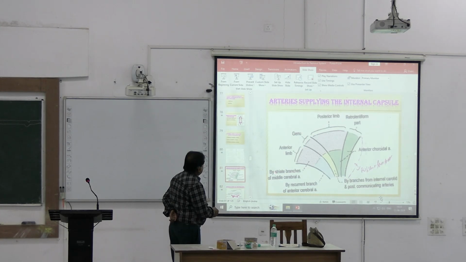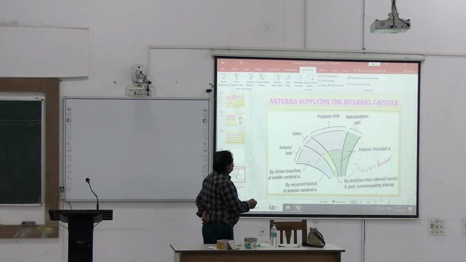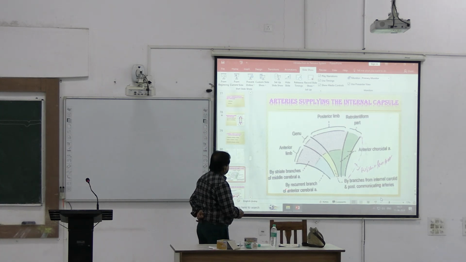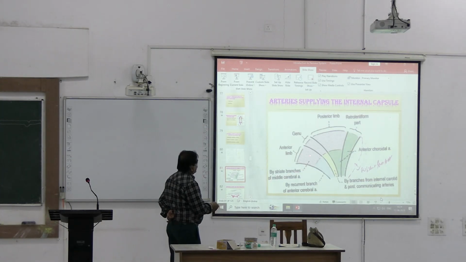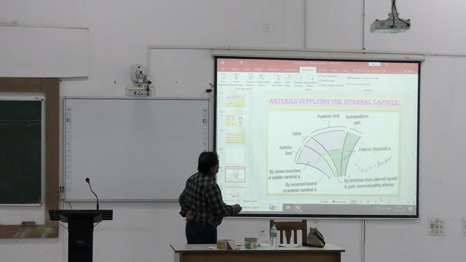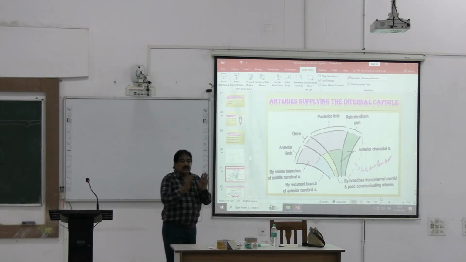Now you can see the anterior limb, the genu, posterior limb, retrolentiform part, and anterior choroidal part. This portion is supplied by branches from the internal carotid artery, the posterior communicating arteries; this portion by the recurrent branch of the anterior cerebral artery; and this portion by striate branches of the middle cerebral artery. Anterior limb, genu, posterior limb, retrolentiform part, anterior choroidal artery. You just draw and label.